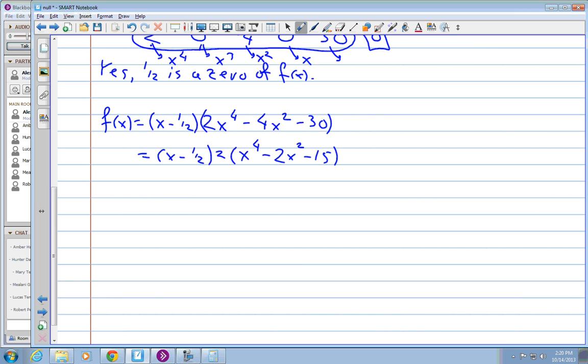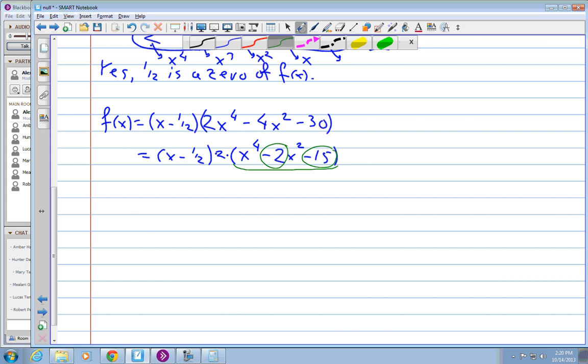Is that okay? Now, if I just focus on this fourth degree polynomial, it has that quadratic pattern. It does look like a quadratic, it has x squared and x to the fourth, just like the quadratic has just x and x squared. I can factor this just like I factor quadratics. I need two numbers that multiply to negative 15 and add to negative 2. Can you think of two numbers that multiply to negative 15 and add to negative 2? So negative 5 and positive 3.